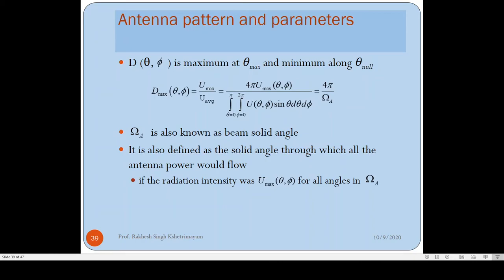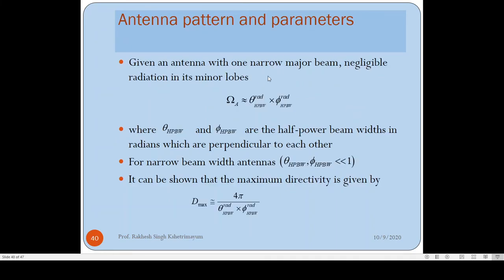In other words, if you assume that for all angles in the beam solid angle, the antenna is radiating Umax, then the total radiated power in that case will go through the beam solid angle.